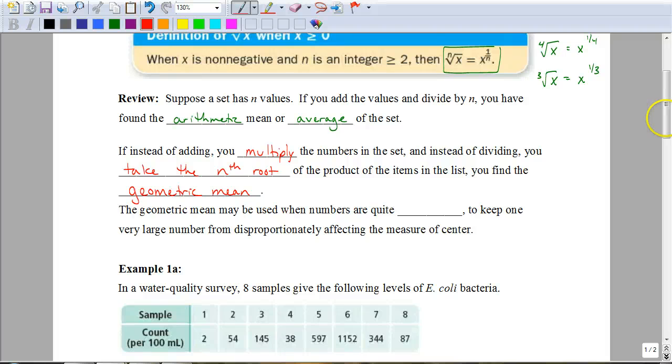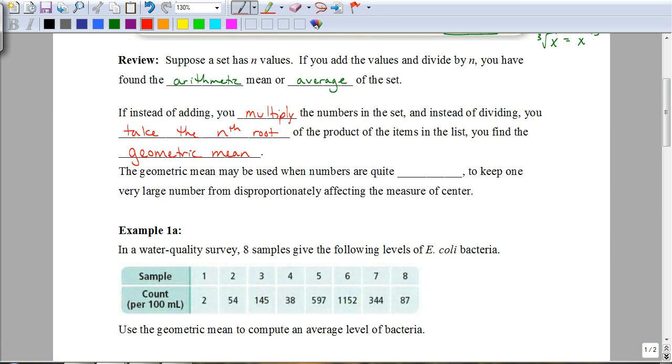Now, why would we need another mean here? Well, an average works good if all the numbers are around the same value. But let's say if you have a number that's really, really high or a number that's really, really small, that's going to throw off the average. It isn't going to give you an accurate description of where all the other numbers are at. So the geometric mean can be used when numbers are quite dispersed, to keep one very large number from disproportionately affecting the measure of center.